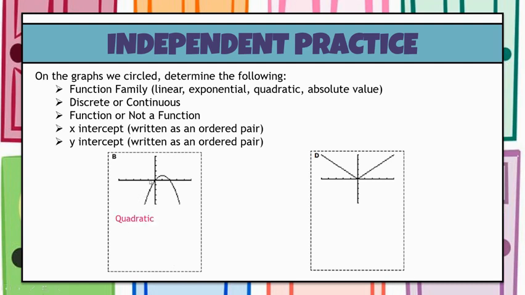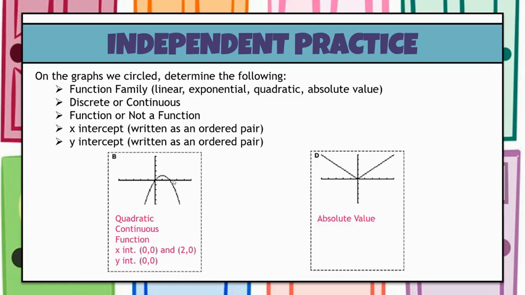I can tell by the shape of the parabola. It's an N shape. It is continuous. There's not a bunch of dots. It's a line. It is a function. Remember, back to our vertical line test, I want to make sure it doesn't hit more than once at one time. The x-intercepts are (0, 0) and (2, 0). Remember, that's where it crosses the x-axis. And the y-intercept is (0, 0) as well.